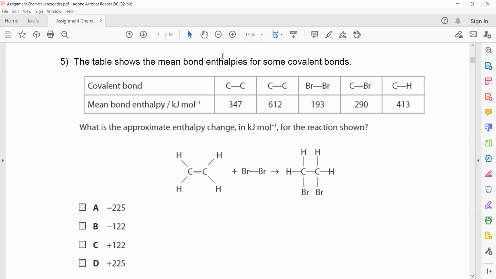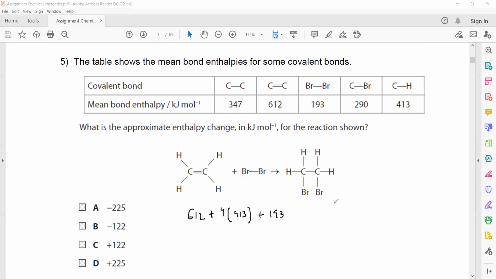The table shows the mean bond enthalpy for some covalent substances. What is the approximate enthalpy change in kilojoule per mole? So basically the bond breaking energy minus bond forming energy is equal to the energy change. So bond breaking, we are breaking the carbon-carbon double bond, 612. We are breaking C-H bonds, 1, 2, 3, 4. So 4 multiplied by C-H, that is 413. And we are breaking the Br-Br bond, 193.